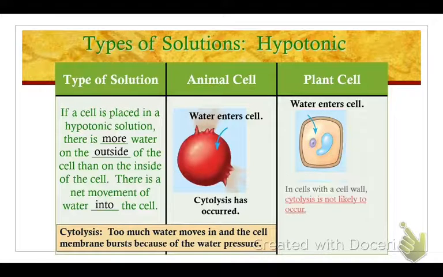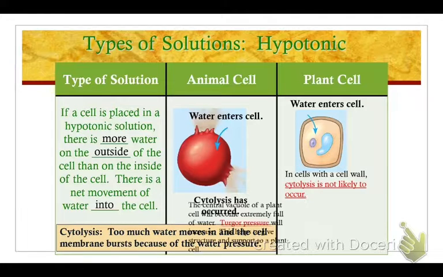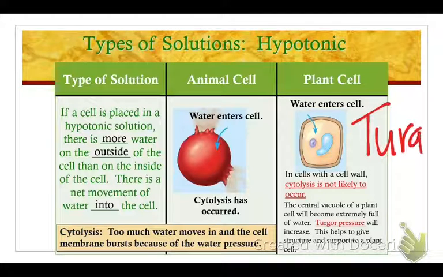Plant cells do not undergo cytolysis, or it's really, really hard for them to. Okay? Instead, they just fill up their water vacuole, and that turns into turgor pressure. I'll write that bigger so you can see turgor. Better? Turgor pressure. That's what allows a plant to stand up.